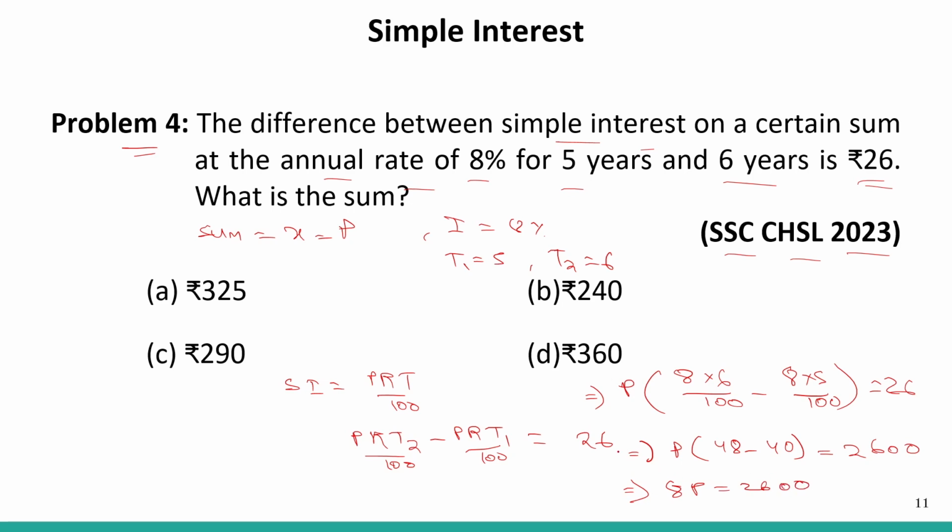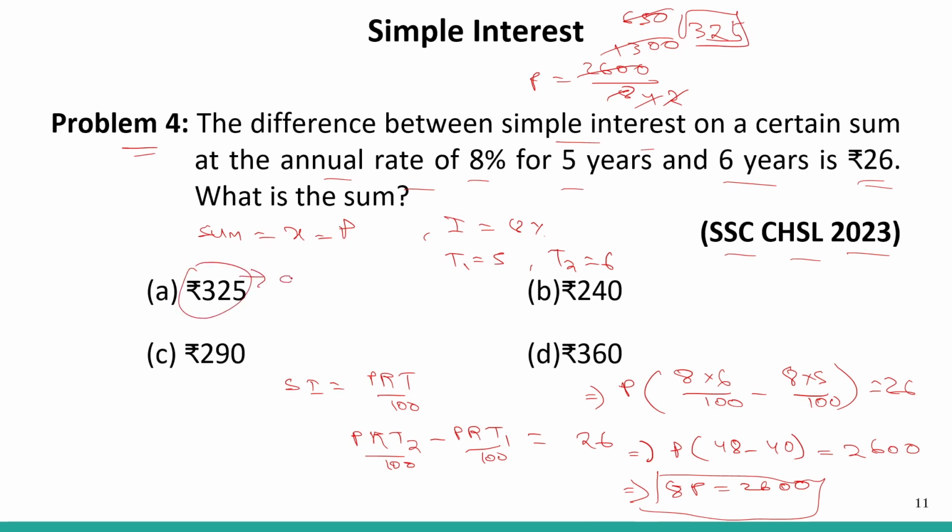Okay, so you can see that we have converted the word problem into a simple algebraic mathematical problem, and what we'll be doing is solving this equation now. Okay, so P is equal to 2600 by 8. Okay, so this is nothing but 325 because this is 1300, right? And divided by 2 on both sides, in the numerator and denominator, this is equal to 650, and this is 2, so this will be 325. Okay, so 325 is the correct answer here, that is option number A.